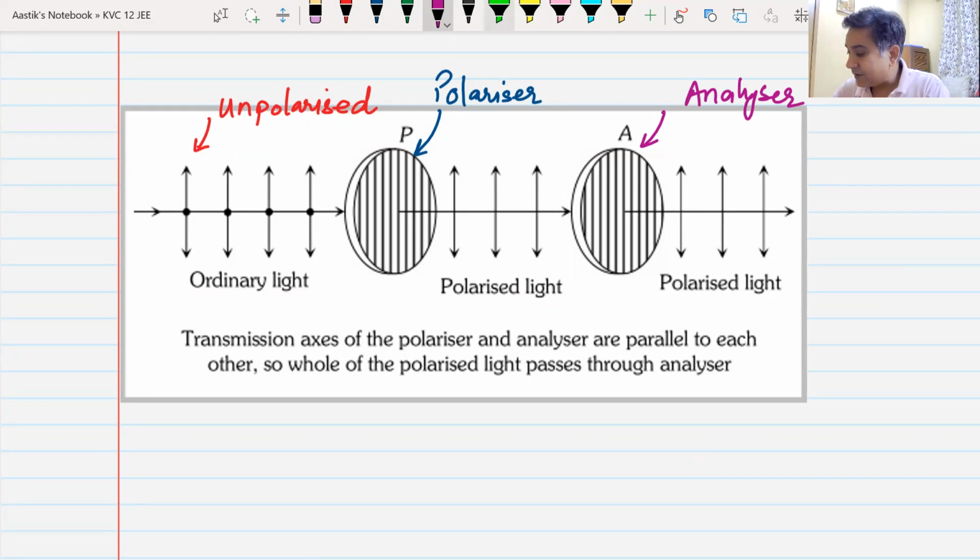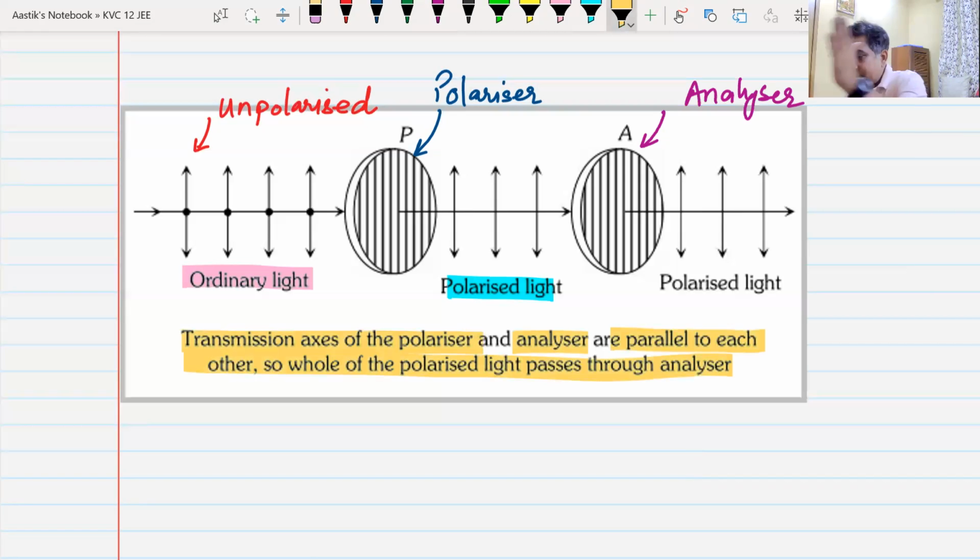After this, what happens? Your ordinary light gets converted into polarized light, and then the analyzer analyzes whether the light has been polarized or not. If the transmission axes of the polarizer and the analyzer are parallel to each other, the whole of the polarized light will pass through it. That is the important point that you must understand. Here, as you can see, the transmission axes are parallel, so the entire polarized light is passing through it.